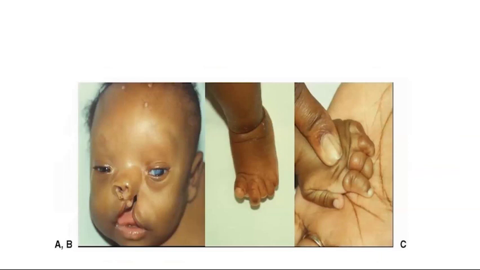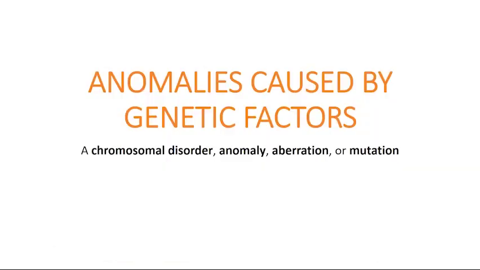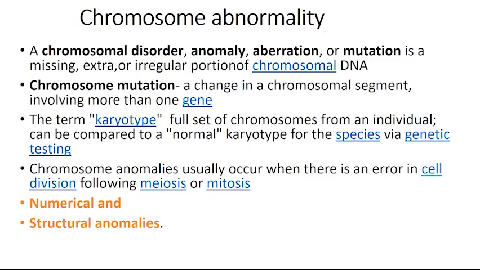This can also affect if these points are there. If you can see, at certain sites they are restricting that area from growth, and that leads to the abnormality. That is called the amniotic bands. We'll talk about it. These were all structures which were teratogens one way or the other. Now we come to the anomalies which are caused by genetic factors: a chromosomal disorder, anomaly, aberration, or mutation.